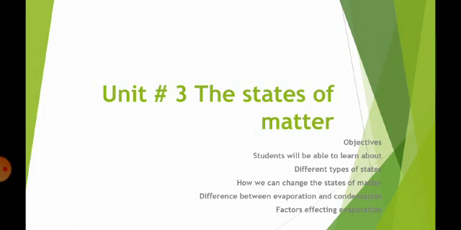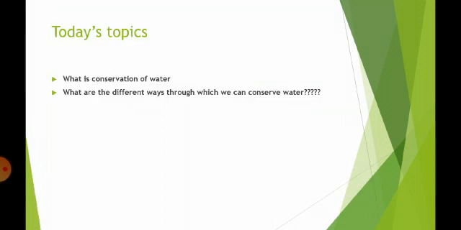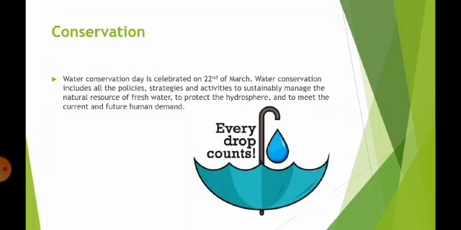Recently, we started our unit number 3 about the states of matter. The objective of this unit is that the students will be able to learn about different types of states of matter and how we can change the states of matter by evaporation, boiling, condensation, melting, freezing. And what is the difference between evaporation and condensation and the factors affecting evaporation? Our today's topics are: what is conservation of water and what are the different ways through which we can conserve water?